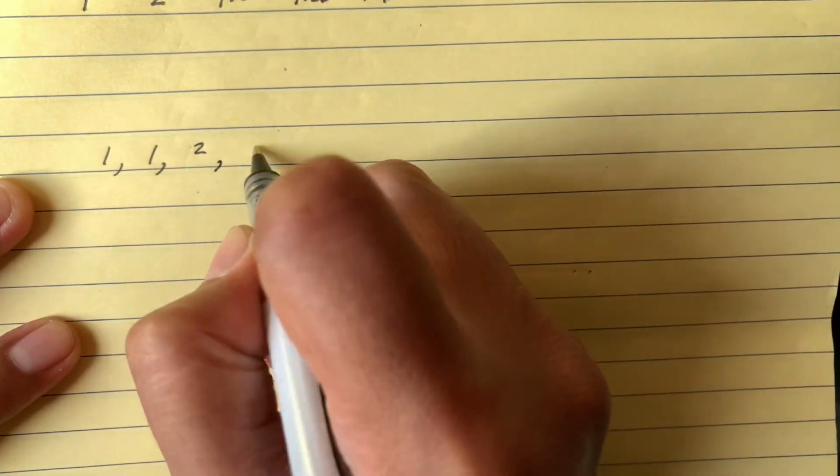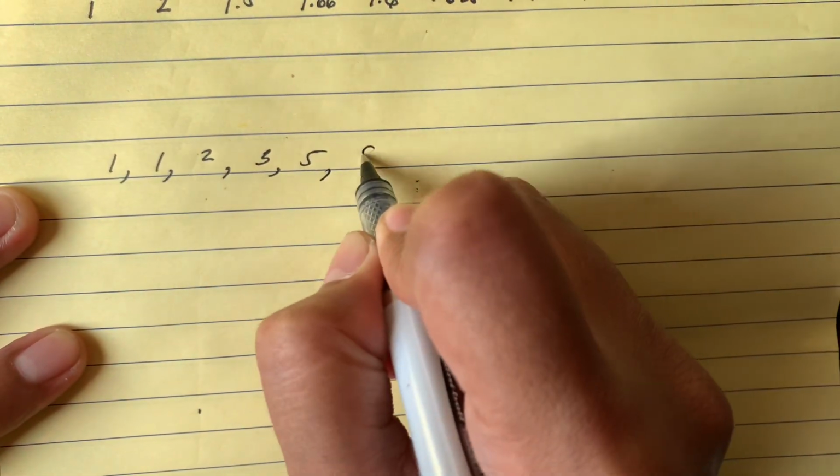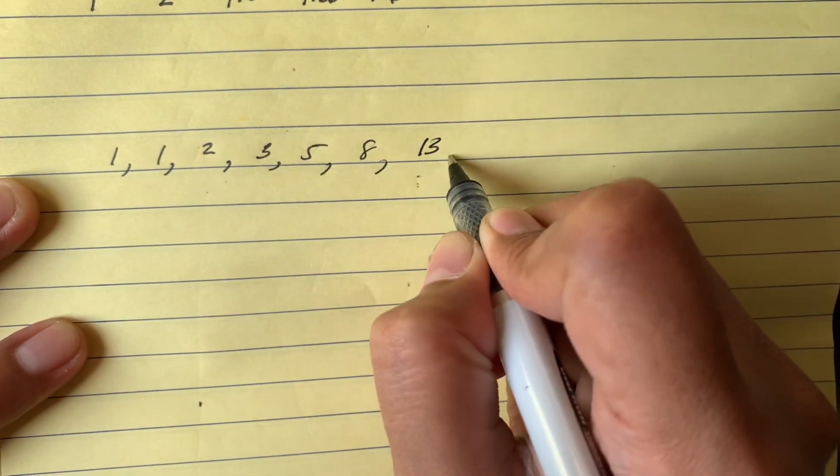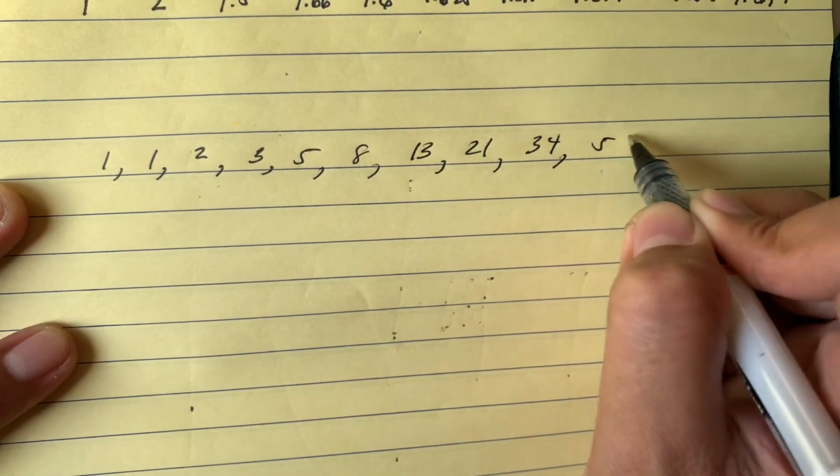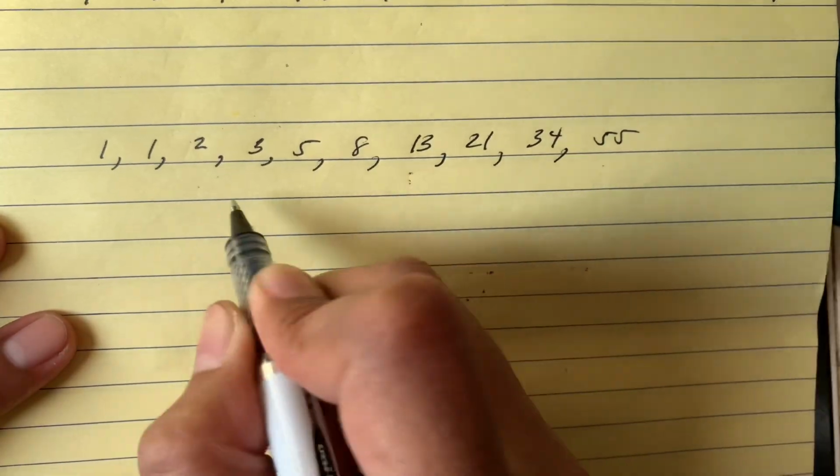Okay, so now we'll be talking about the golden ratio. To use the golden ratio, we are going to use our Fibonacci numbers. So let's start with 1, 1, 2, 3, 5, 8, 13, 21, 34, and 55. So this is a set of Fibonacci numbers.